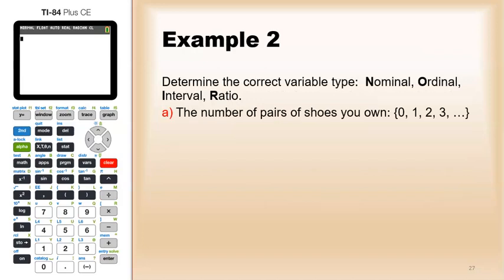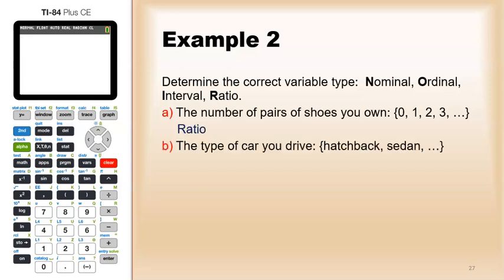Alright, now your turn. Determine the correct variable type: nominal, ordinal, interval, ratio. So the number of pairs of shoes you own, 0, 1, 2, 3, and so forth. Well, these are numbers. 0 is meaningful. You can have twice as many shoes as someone else. This is ratio. The type of car you drive: hatchback, sedan, truck. Well, these are categories. You can't really order them. So this is nominal.